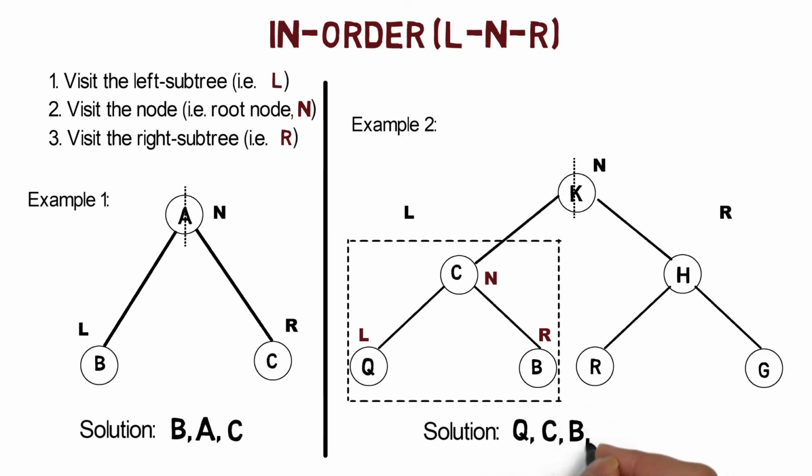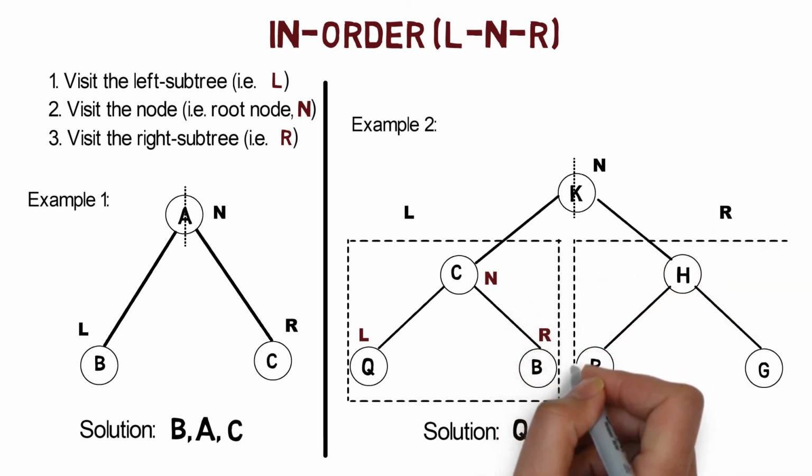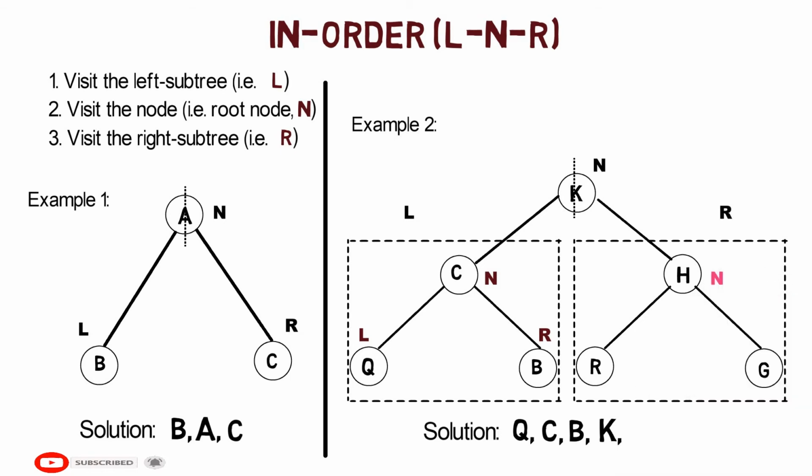Now we are done with the left side, so we move to K. So pen that down as our root node. Then we move to the right subtree. On the right subtree, H is the root node, R is the left subtree, and G is the right subtree. So we traverse in this order: R, H, G. That is great. Example 3.